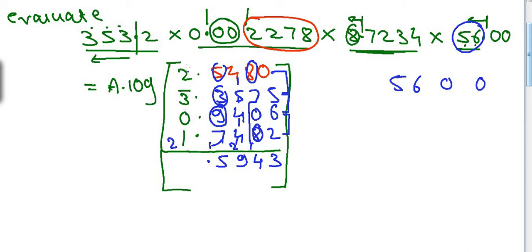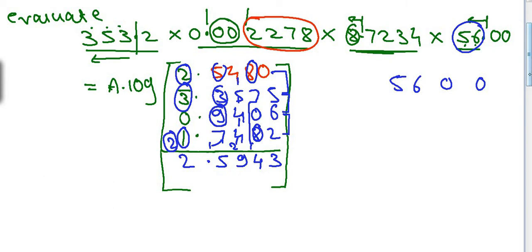Now be careful here. Let us add the positive numbers first. 2 plus 2 is 4, plus 1 is 5, and bar 3. Treat this bar 3 as a negative number. 5 minus 3 is 2. So the addition is 2.5943.